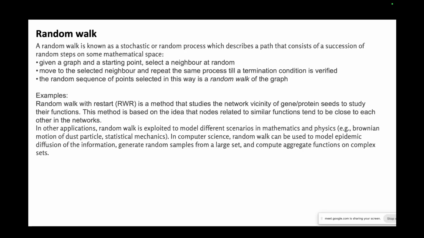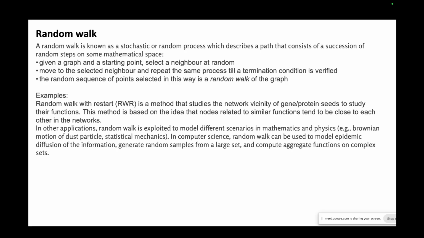So basically, you reach a condition, you do not terminate the walk, you actually go back and start it again. So that can also happen. It is a method that studies the network vicinity of gene or protein seeds to study their function. It is based on the idea that nodes related to similar functions actually tend to be close to each other.